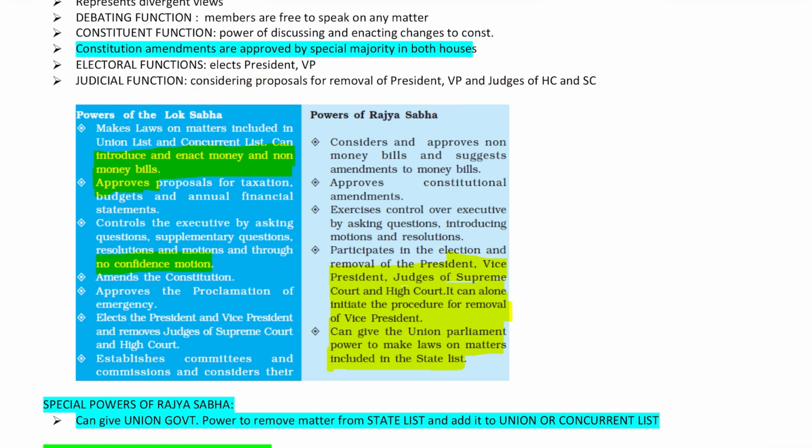The Lok Sabha basically makes laws on matters included in the union and the concurrent list. It can introduce and enact money bills and non-money bills. It approves proposals for taxation, budgets, and annual financial statements. It is the one who could vote for the demand for grants.